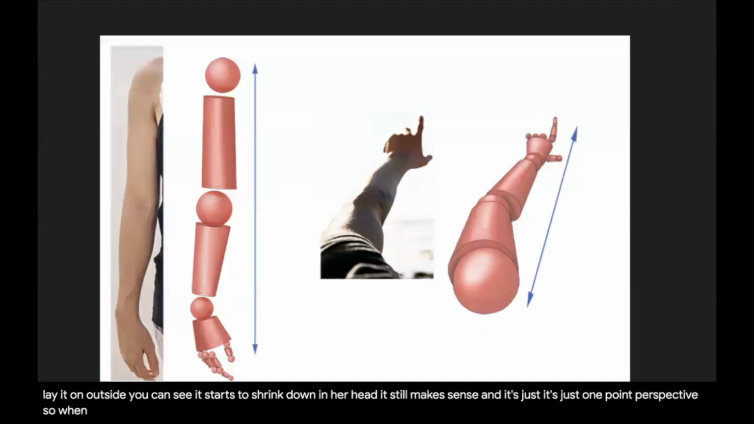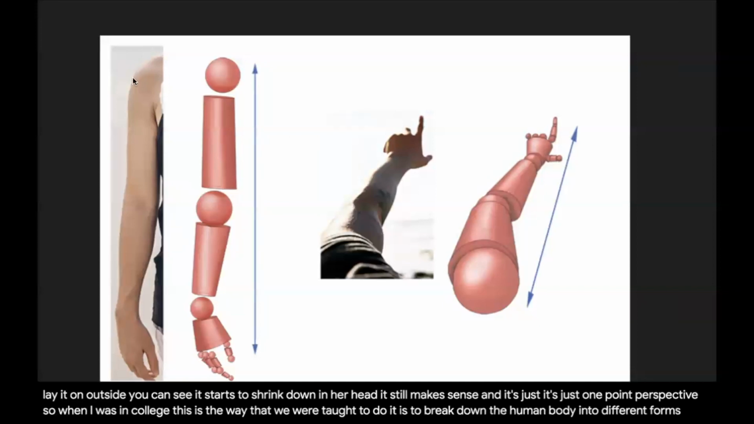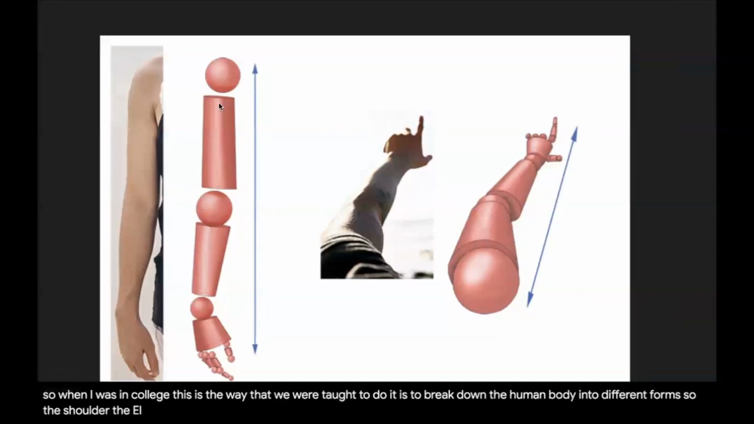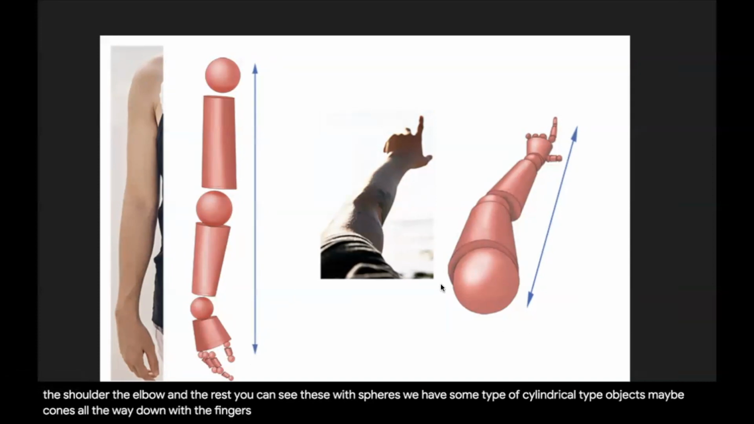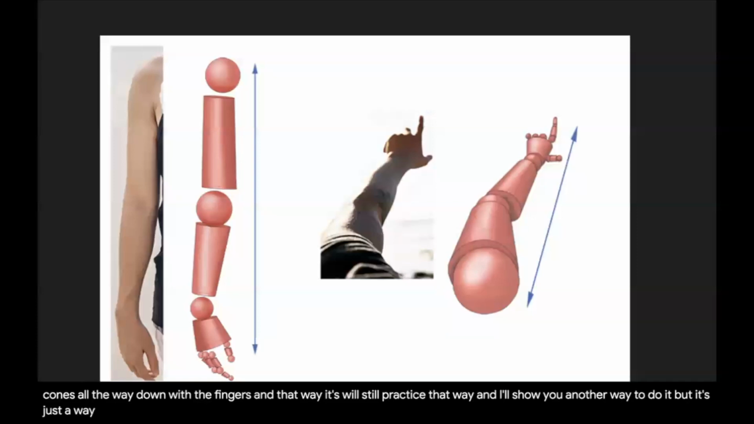So when I was in college, this is the way that we were taught to do it, is to break down the human body into different forms. So the shoulder, the elbow, and the wrist, you can see these are spheres. We have some type of cylindrical object, maybe cones, all the way down with the fingers. And we'll still practice that way. I'll show you another way to do it, but it's just a way to break it down and see.